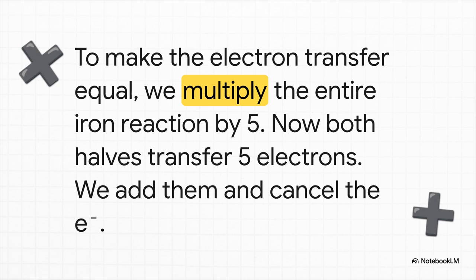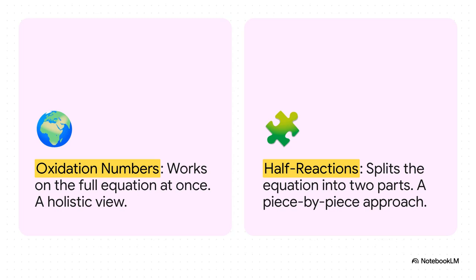We just scale up the iron reaction. We multiply that whole thing by 5. Now, 5 electrons are lost and 5 electrons are gained. The exchange is equal, so we can add the two halves together and the electrons just cancel each other out. And would you look at that? It's the exact same balanced equation we got with the first tool. We took two completely different paths, but they led to the exact same correct answer.